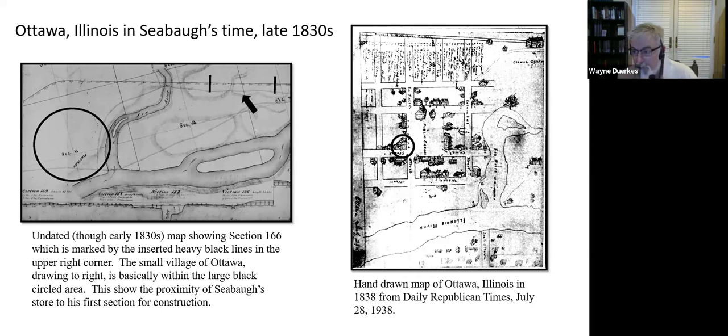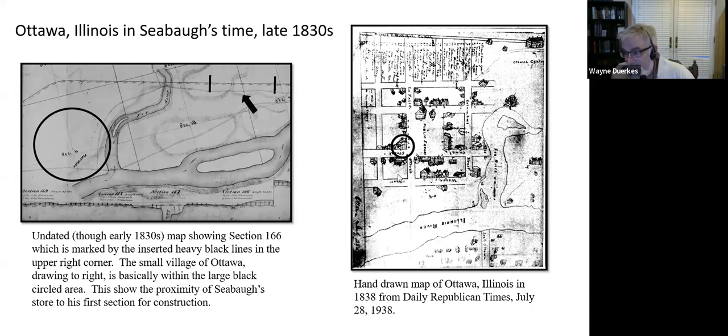If you look to the right of that, the hand-drawn map from 1838, and I don't know, can you see my mouse, anyone? If so, once again, you have the Illinois River, you have the Fox River here, and it's not to scale, obviously. Here's the public square. There is the LaSalle County Courthouse, and Mr. Seabaugh's is in this two-story building that's surrounded by the black circle.